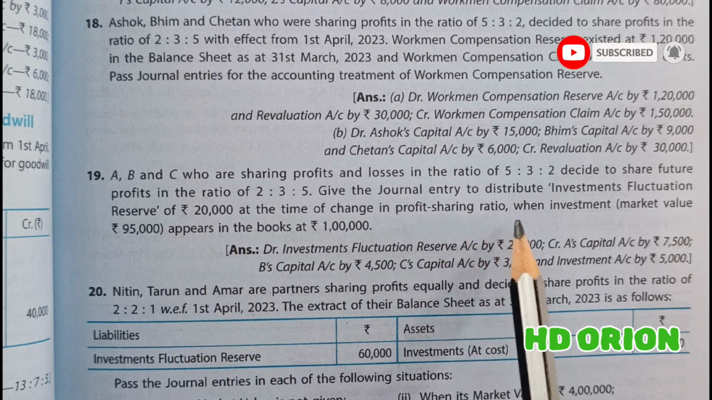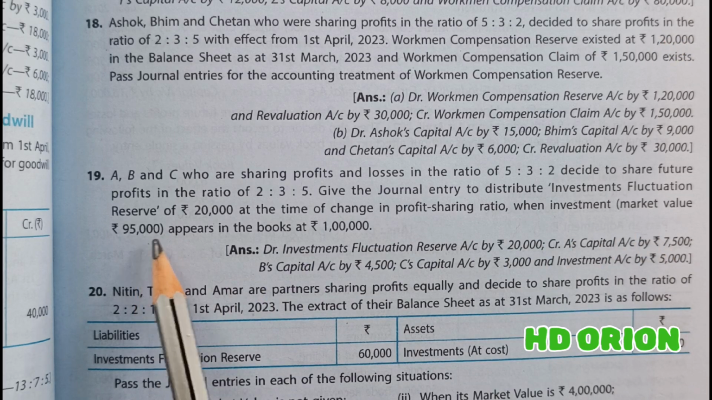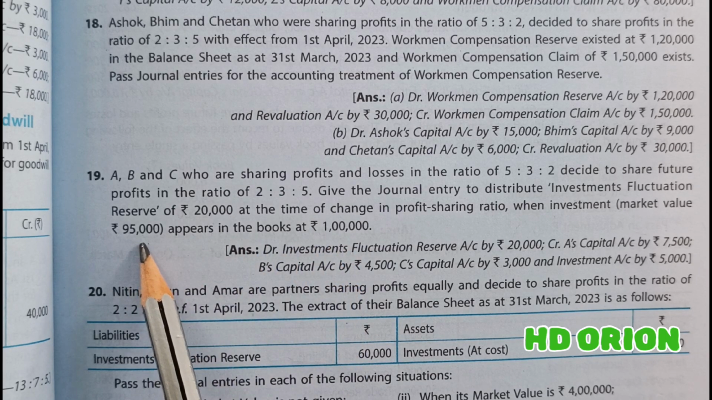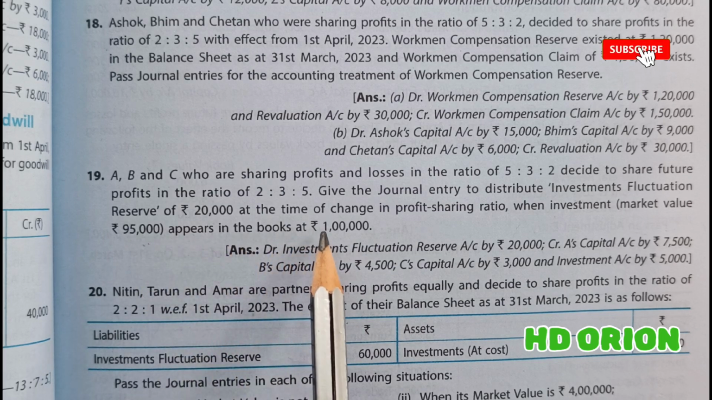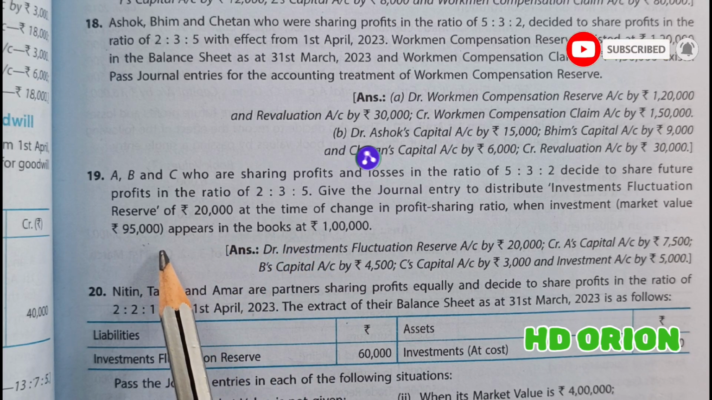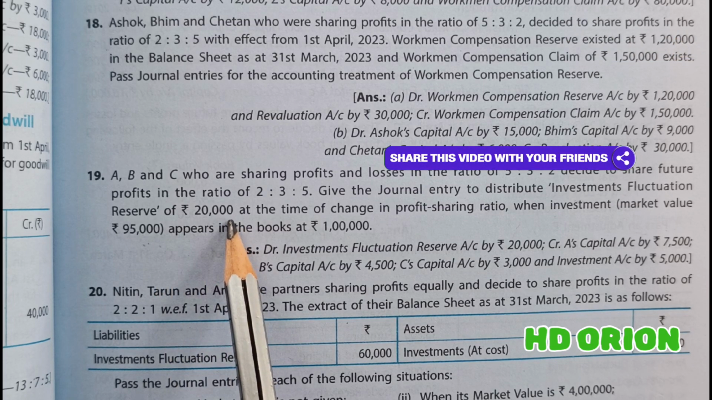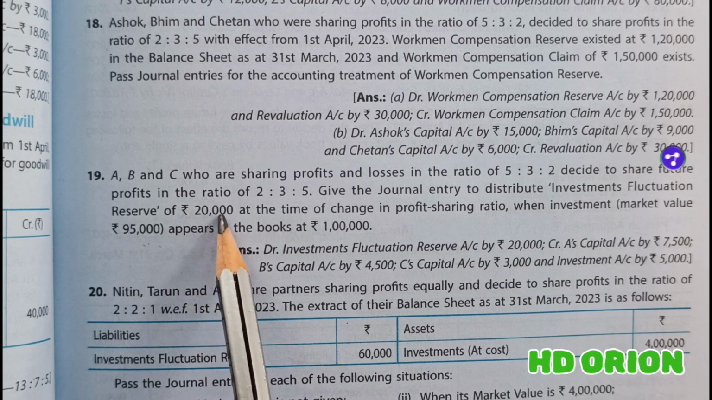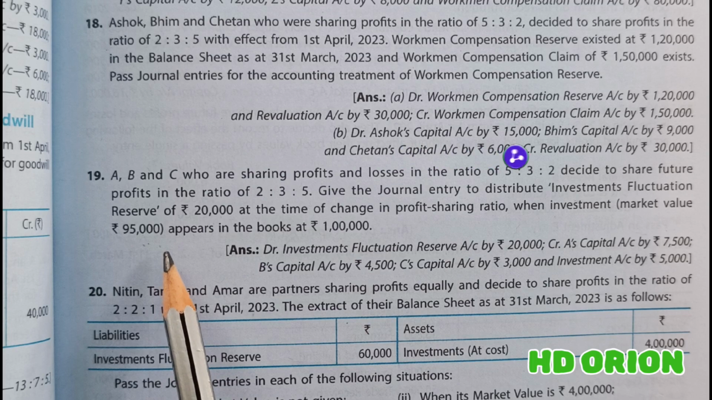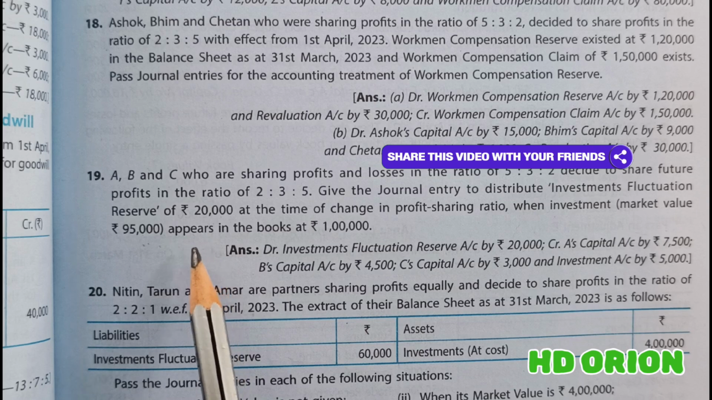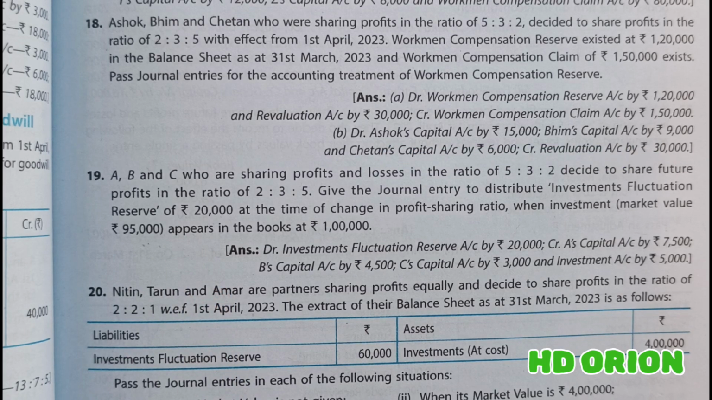So you see here, when the investment's market price is 95,000, it appears in the books at rupees 1 lakh. So investments of rupees 1 lakh have a market price of rupees 95,000. So there is a decrease in the value of investments by rupees 5,000, which will be compensated by the reserve made by the firm of rupees 20,000. So out of 20,000, 5,000 will be for adjusting the prices of investments in the market, and the remaining 15,000 will be distributed to the partners in their profit sharing ratio.